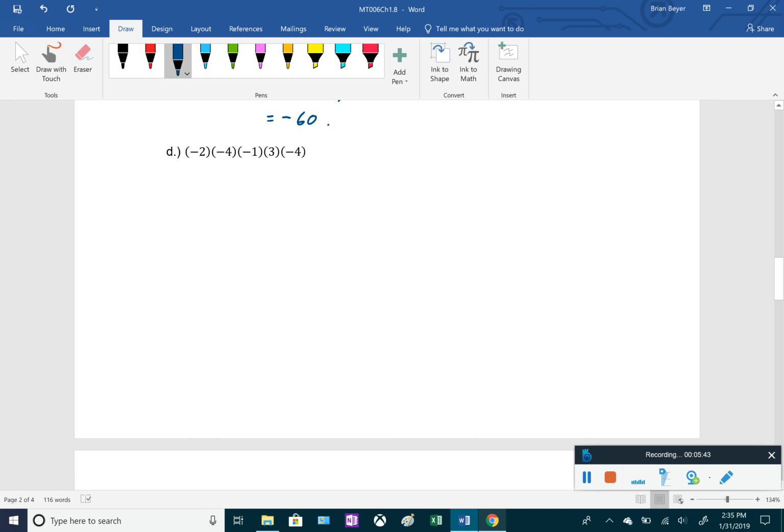Next one, we have a bunch of negatives in here too. We have negative 2 times negative 4 times negative 1 times 3 times negative 4. I'm just going to do the first two again. Negative 2 times negative 4 is positive 8. Then I'm going to write the other ones. Now I'm going to multiply 8 times negative 1, which is negative 8. And then we can multiply the negative 8 times the 3. That'll give us negative 24.